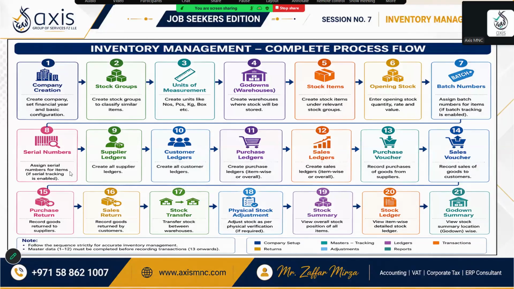Next is the inventory management complete process flow. First step, you have to create a company. Then the stock group, then unit of measures, then the stock item, then add an opening stock and give the batch number and serial number. Then supplier ledger, customer ledger, purchase ledger, sales ledger. Then the purchase voucher, sales voucher, purchase return, debit note, credit note, stock transfer, physical stock, and the stock summary, the stock ledger. So this is what we are doing today.